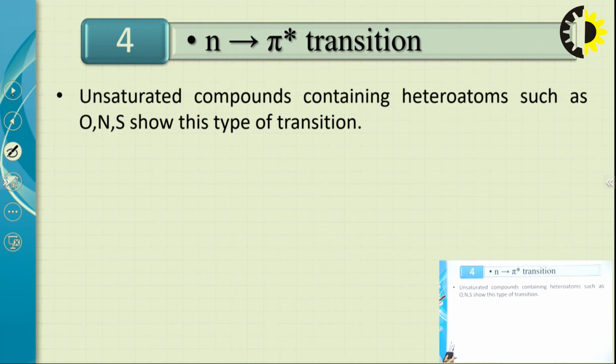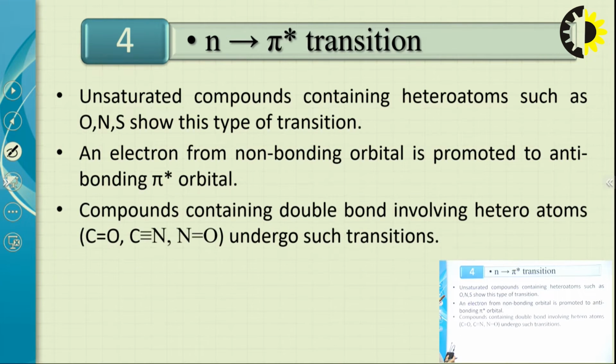Last type of transition is n to pi star transition. Now, n to pi star transitions are generally shown by those compounds which contain unsaturation, that is, a double or triple bond is already present, and along with the double or triple bond, they also contain heteroatoms. Heteroatoms are those atoms which contain lone pair of electrons, and the electron from the non-bonding orbital is promoted to the anti-bonding pi star orbital.